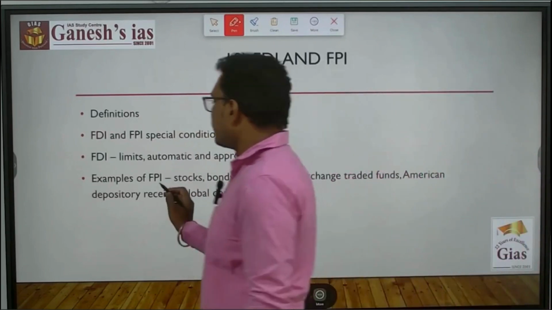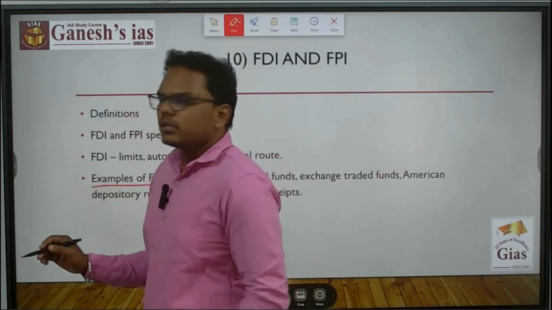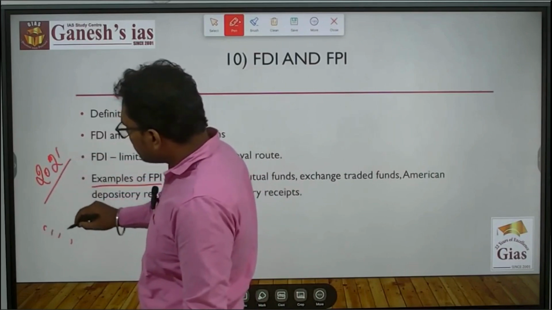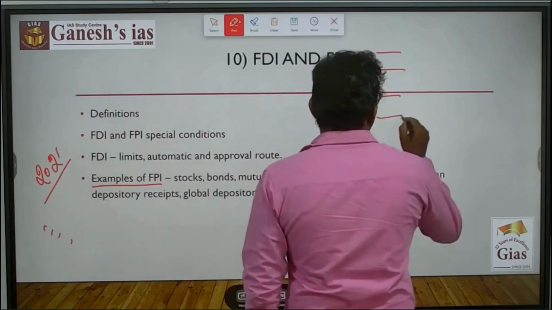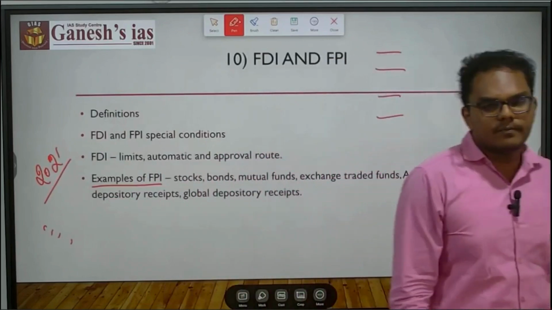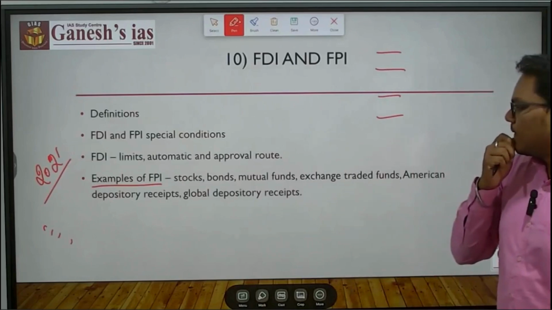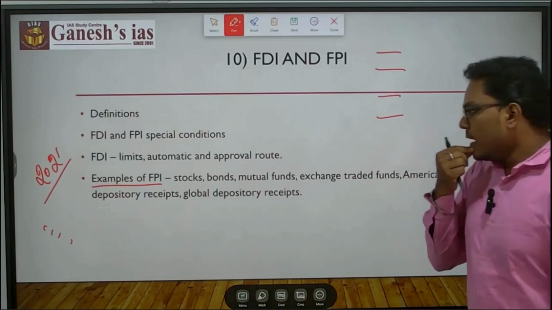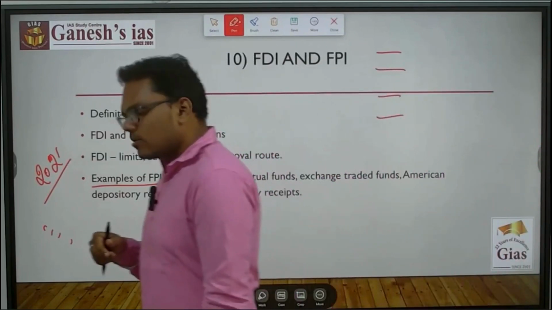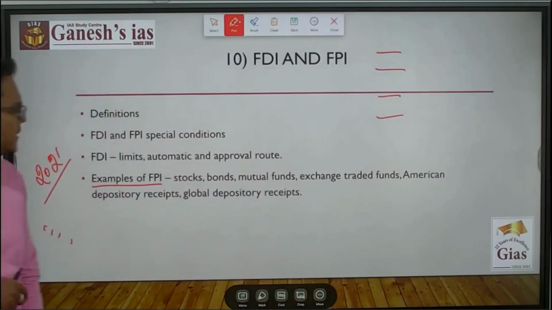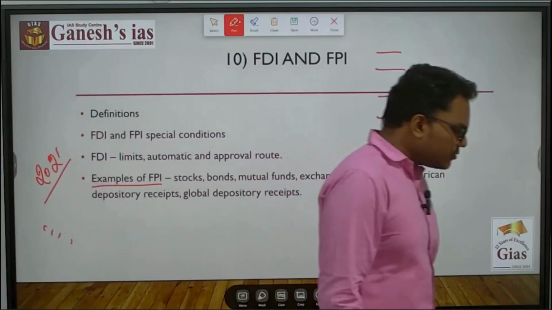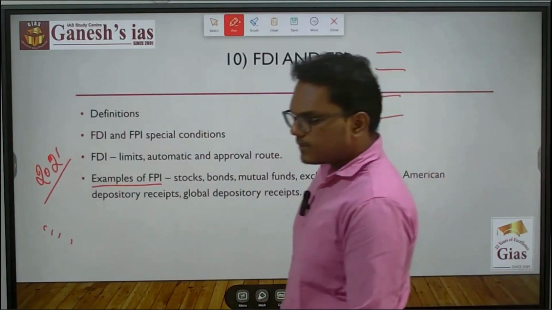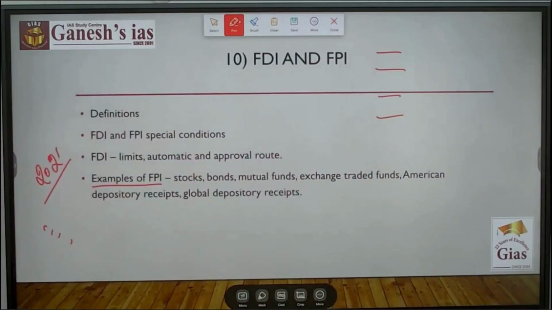And then these examples of FPI. One year, I think in 2021, there was a question on which of the following. They gave us four options, and they asked which of the following will be classified as an FDI. So thinking that this year you might be asked which of the following are the components of FPI, or which of the following may be classified as an FPI. So your stocks, bonds, mutual funds, exchange traded funds, your American depository and global depository receipts, all these will be classified as an FPI.